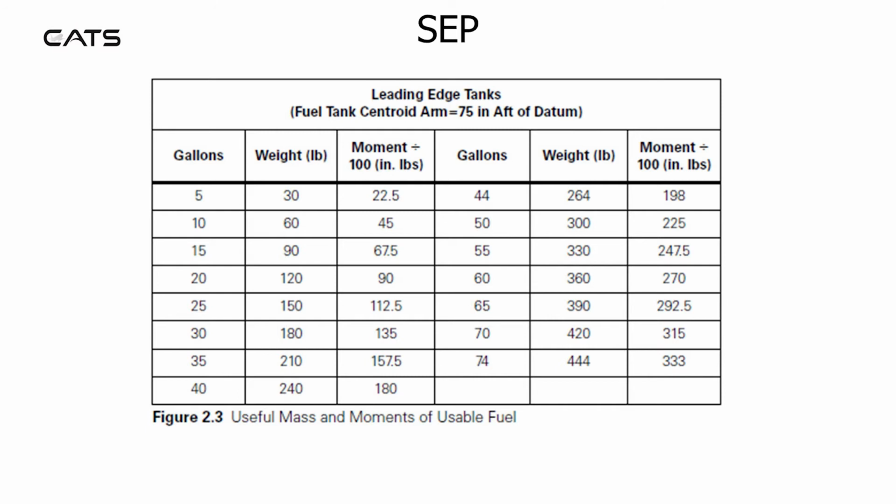Single engine piston, useful mass and moments of usable fuel. This table may be used to calculate the moment for different masses or volumes of fuel. For example, 30 gallons weighs 180 pounds, and moment divided by 100 is 112.5 inch-pounds. The fuel tank centroid is 75 inches after datum.